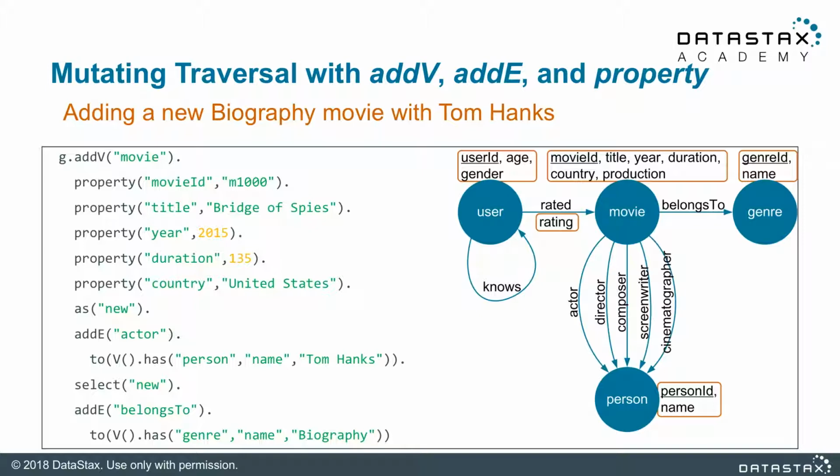Then we have the line that says select new. This effectively will go back into the traversal to the vertex that we labeled new. So going forward, after the select new line, the stream will see that vertex. We will add another edge from that vertex to connect the Bridge of Spies movie to the newly created genre vertex, biography. This is the last two lines of this mutation. So we created a movie, gave it some properties, associated the movie with an actor, and associated it with a genre.